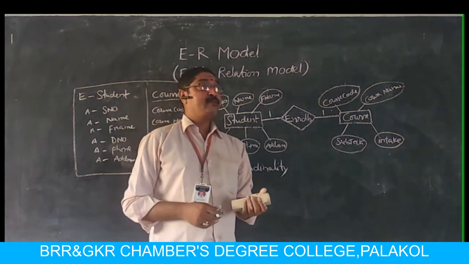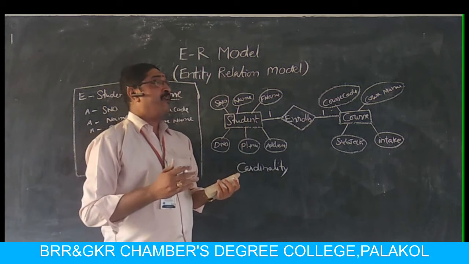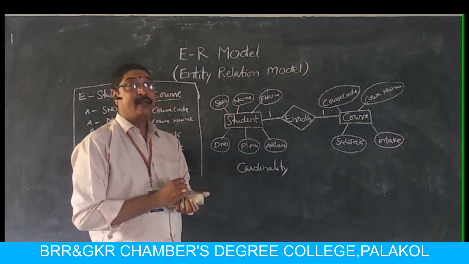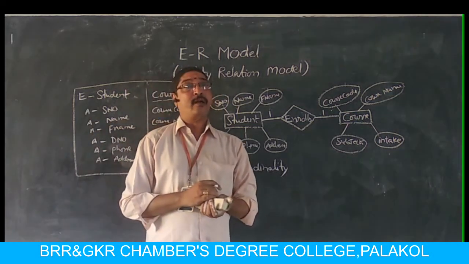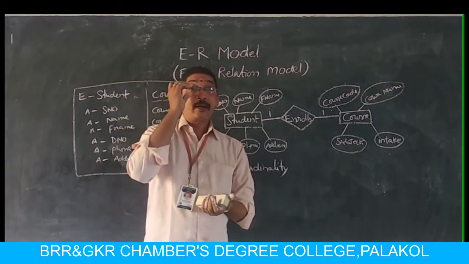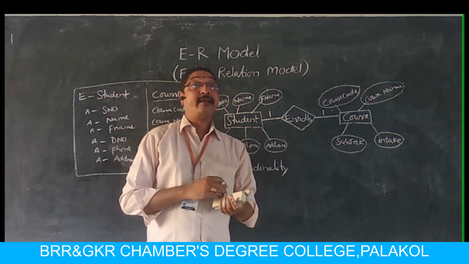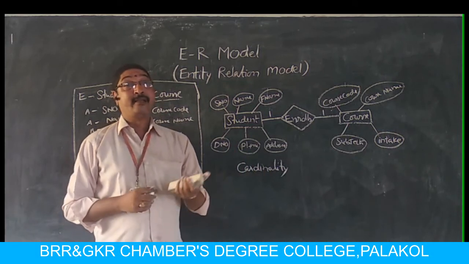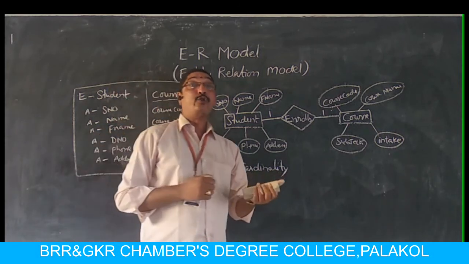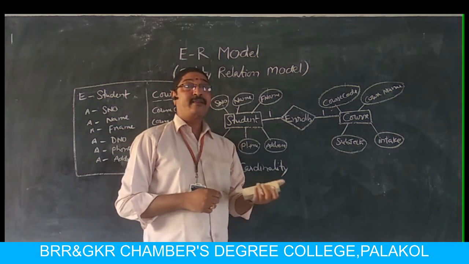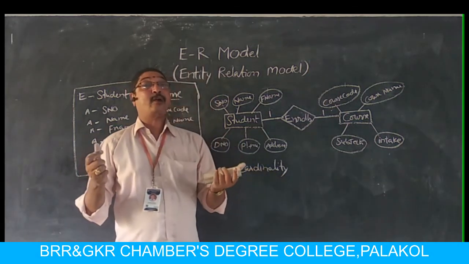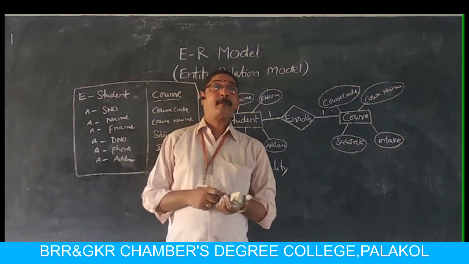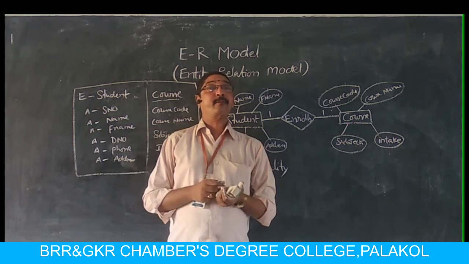Similarly, what will be the cardinality between course and student? If you see, in a course, many students can be enrolled. If you take a particular course, then many students can enroll into a particular course. Then the cardinality is many to 1. Like that, we have so many cardinalities. For example, if you take customer and account number, one customer will have one account number. So that is the cardinality.